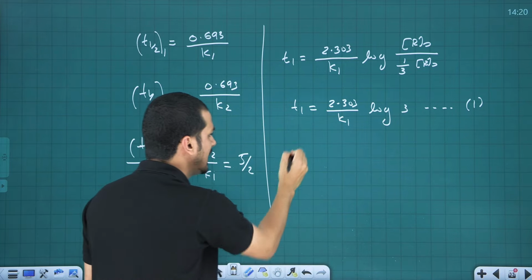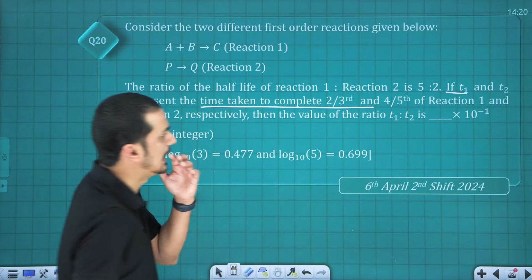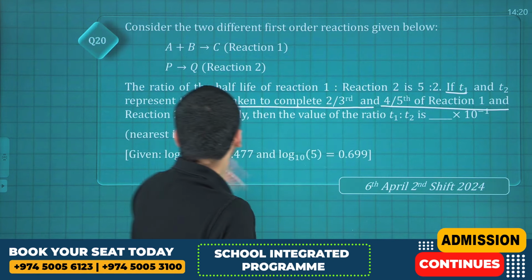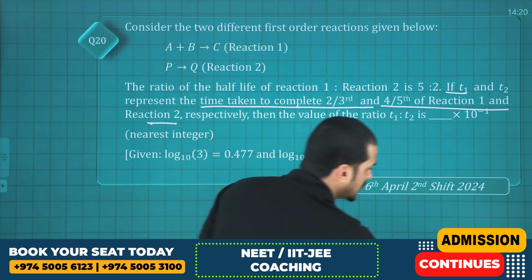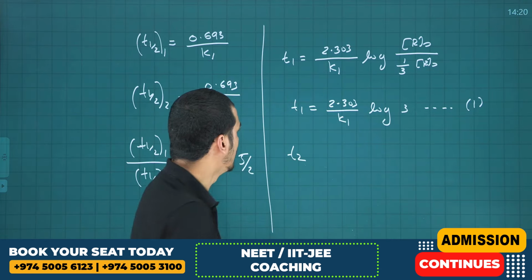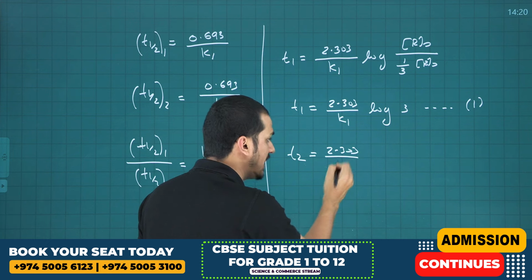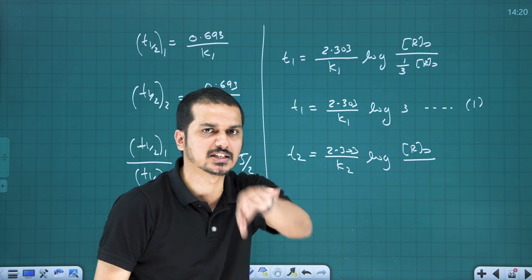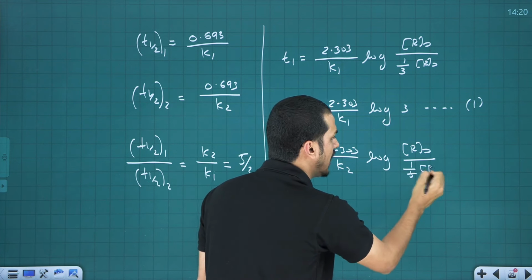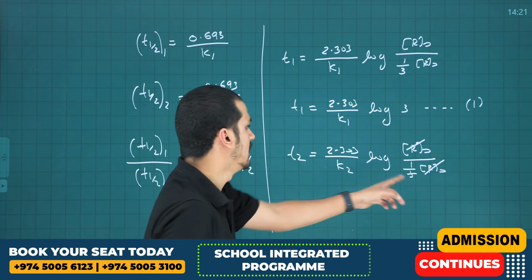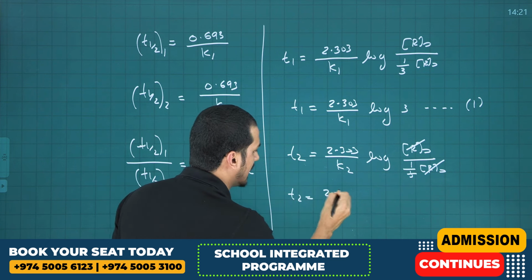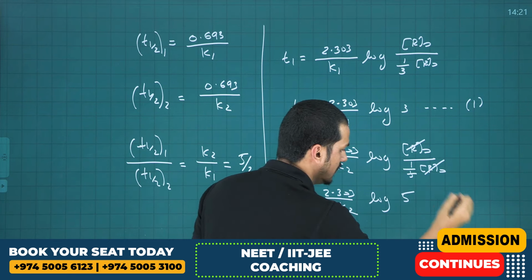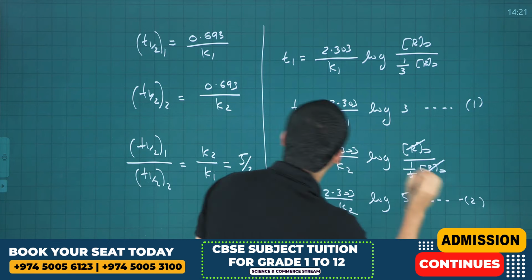Next, second case, T2. What are they telling, guys? T2 is the time required for 4 by 5th of reaction 2 to complete. Meaning T2 equals 2.303 by K2 into logarithm of initial R0 by final. 4 by 5 completed means how much is remaining? 1 by 5 of R0 remaining. R0 I can cancel, this will go to the top. So T2 equals 2.303 by K2 log 5. Now this is equation number 2. Now what are they asking us to find out?